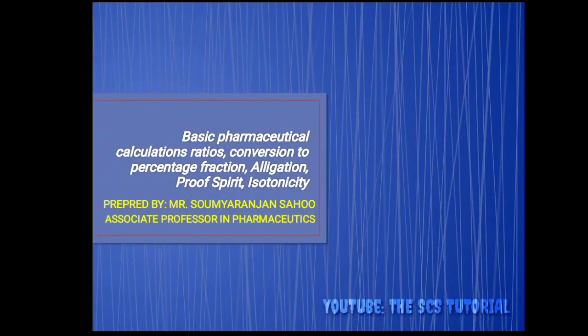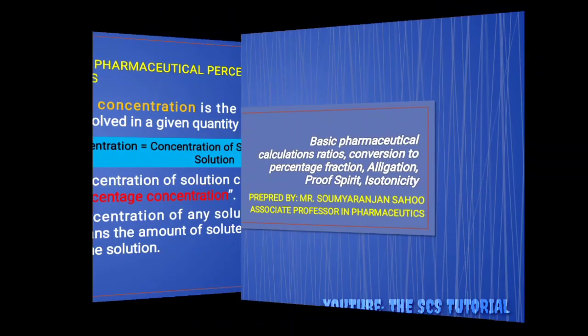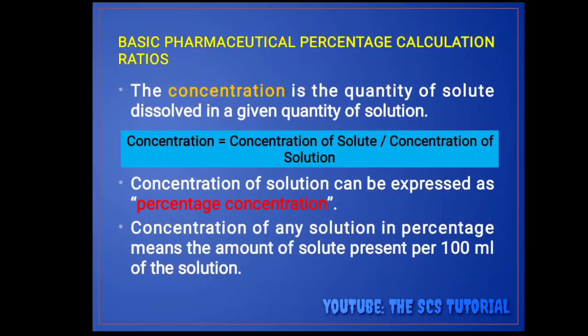Today we are going to discuss basic pharmaceutical calculations, along with ratio conversion, percentage fractions, alligation methods, proof spirit and isotonicity, which come under your assignment number 5 from diploma first year as per the new PCI syllabus. So we start.